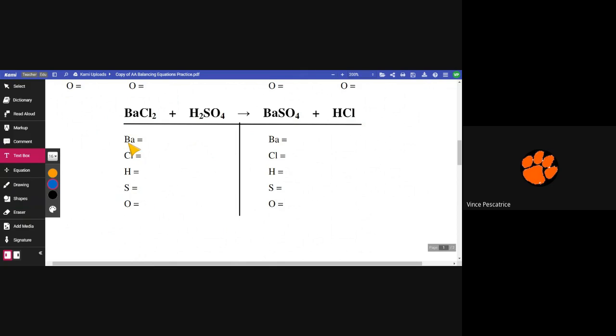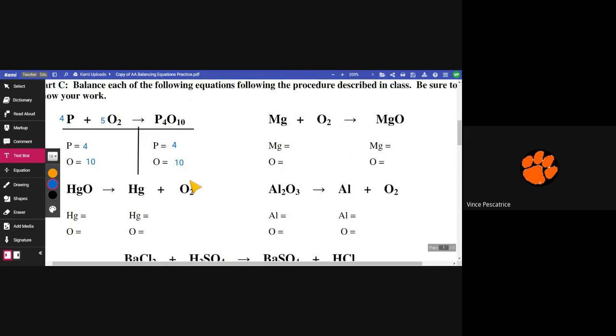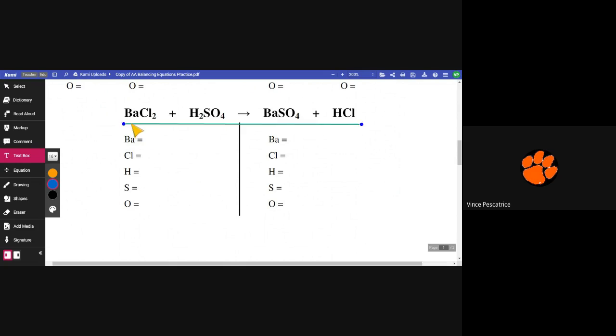All right. So Ba, on this side of the equation, I only see it once. Now remember, these things are true for the entire side of the equation, not just what it's bonded to. Let me see if there's one like that up here. All right, I don't have an example. I'll have one tomorrow. But Ba, I only have one. Cl, I have two. H, I have two here. S, I have one. And O, I have four.